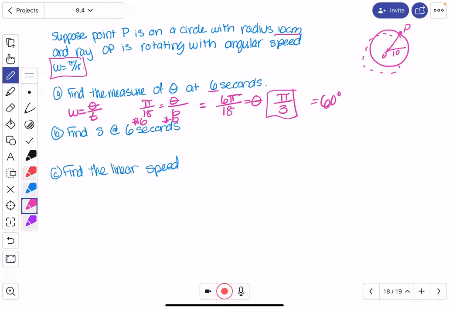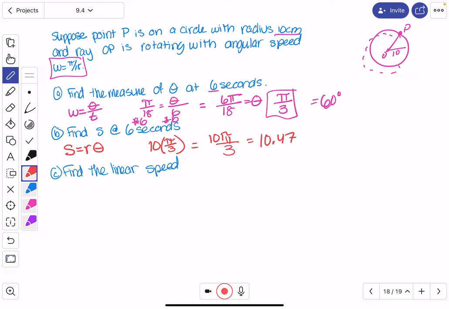B wants us to find S. So find the arc length at 6 seconds. Well, we just found theta, and the formula for S is radius times theta. So the radius is 10, and we just said theta was pi over 3. So if we multiply that out, we get 10 pi over 3 centimeters, if they want exact. And if they want you to actually estimate, you would do 10 pi divided by 3 and get 10.47 centimeters.